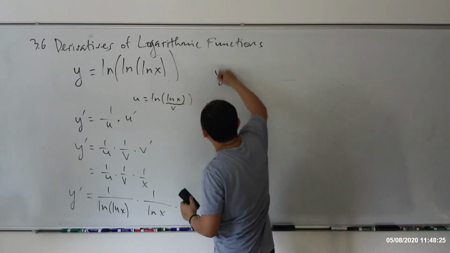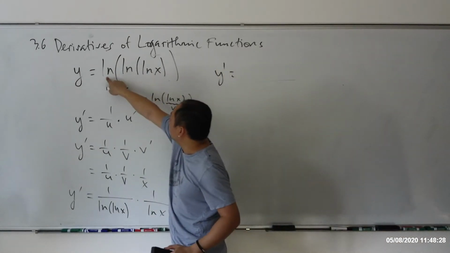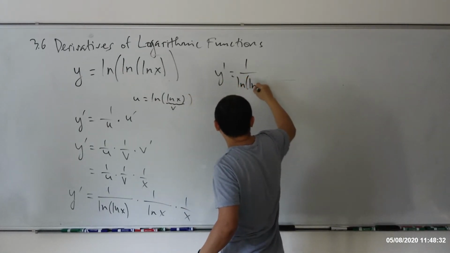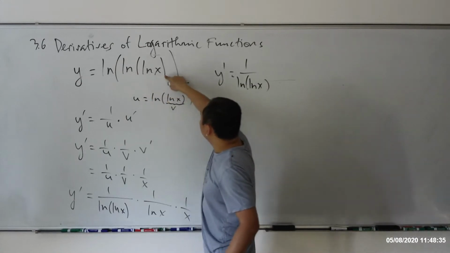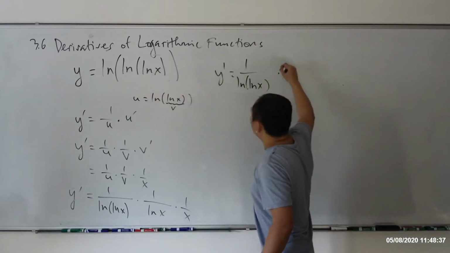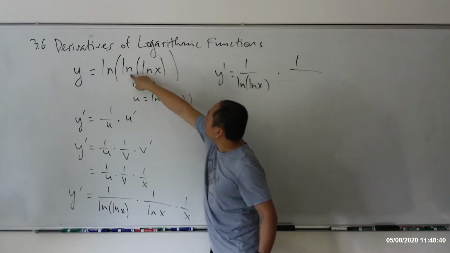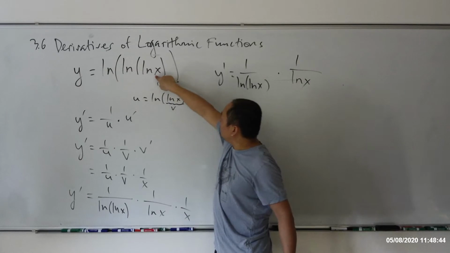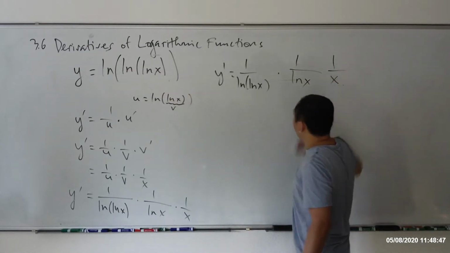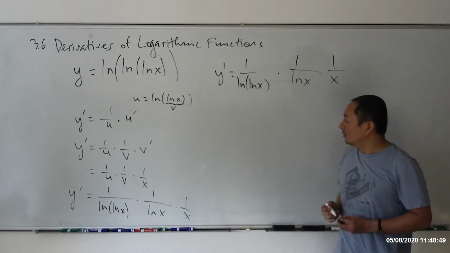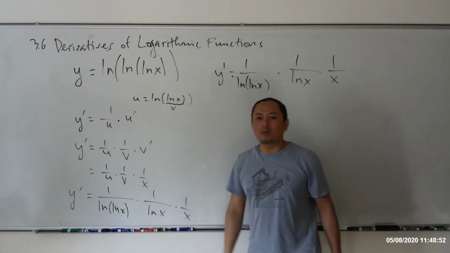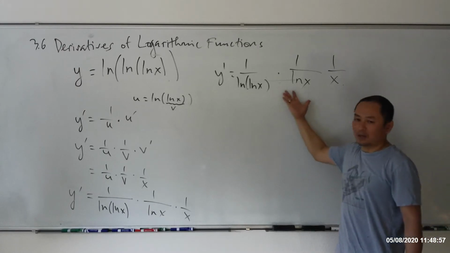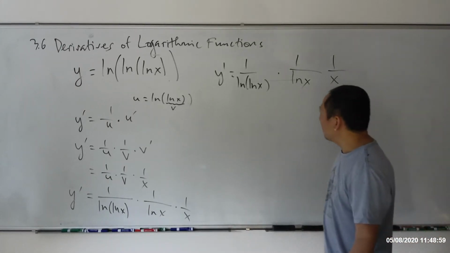So I got y prime. The derivative of ln is going to be 1 over whatever inside, which is ln of x, and then times the derivative of this thing. The derivative of ln again is going to be 1 over whatever inside of that ln, which is ln of x, and then times the derivative of whatever inside, which is ln of x, the derivative is 1 over x. We got the answer. Okay? But step by step will help you to get it clearer, hopefully. For those who studied this already, you can just get to the answer directly, and that's fine.